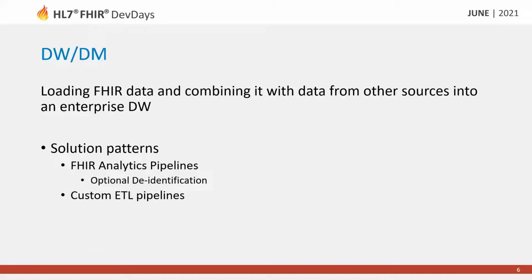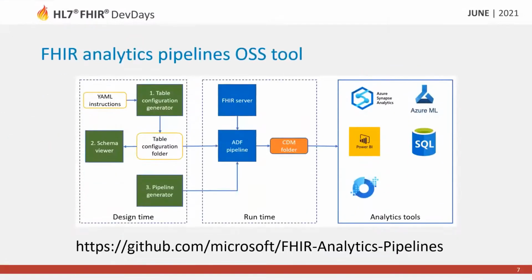The last scenario I want to talk about is a traditional data warehousing scenario in which customers want to combine their FHIR data with data from other sources and also sometimes transform the FHIR data into a dimensional model. This scenario requires building a custom ETL pipeline. To help in the process, Microsoft has released an open source project called FHIR Analytics Pipelines that helps generate an ADF pipeline to transform and move data from FHIR server to Azure storage in a CDM folder.